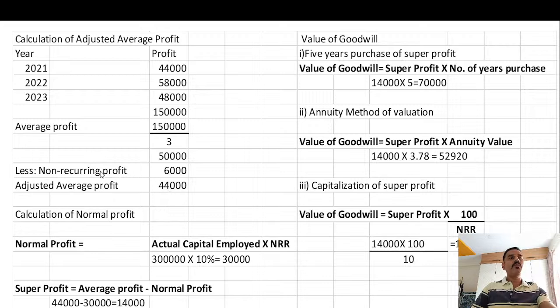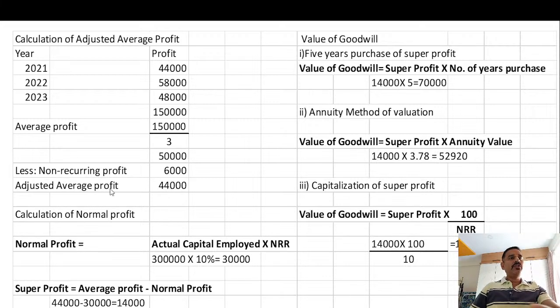This is a very, very important adjustment. The average is given, so we can directly mention the average only. Otherwise, 2021 44,000 minus 6,000, 2022 58,000 minus 6,000, 2023 48,000 minus 6,000, that way also you can solve it. But here they have mentioned the average, that's why in the average profit only you are directly subtracting the 6,000, reducing the steps. Okay.